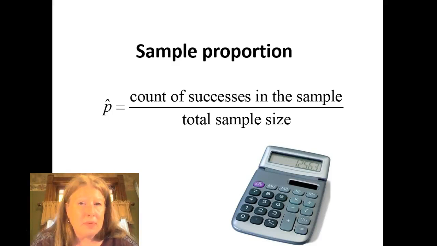To find a sample proportion, you might be given a scenario where we don't actually tell you the sample proportion, but we give you the information that you can figure that out. So you take the count of successes in the sample divided by the total sample size.